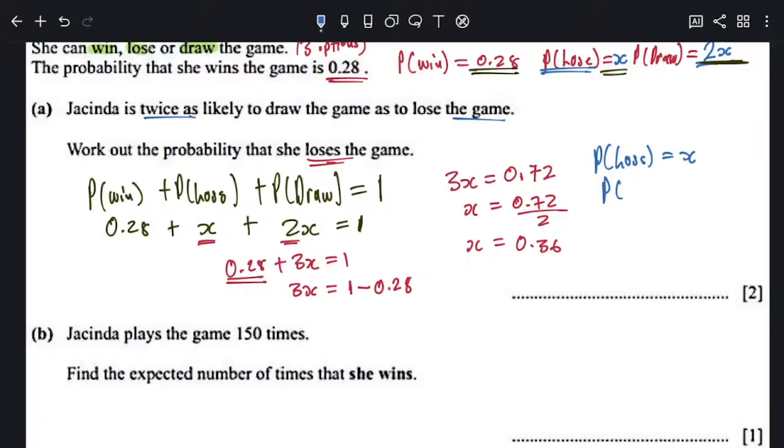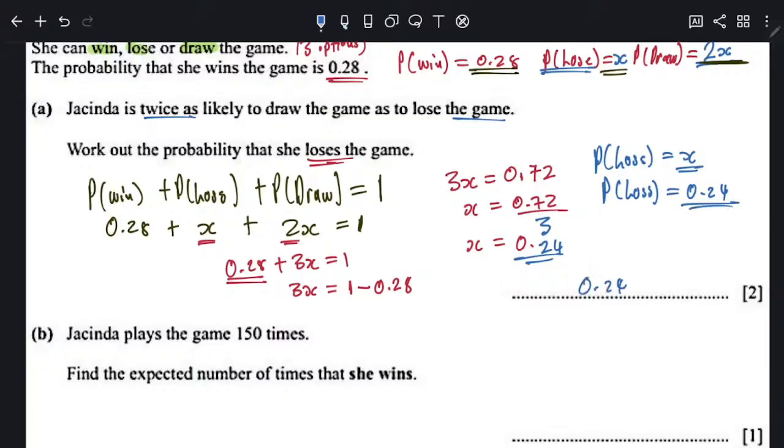Divided by 3, well done. And it becomes what? 0.24? Okay, good. Well done. Probability of loss now will be x, which we now know what x is. It's 0.24, so the probability of your loss is 0.24. And you're done, okay?